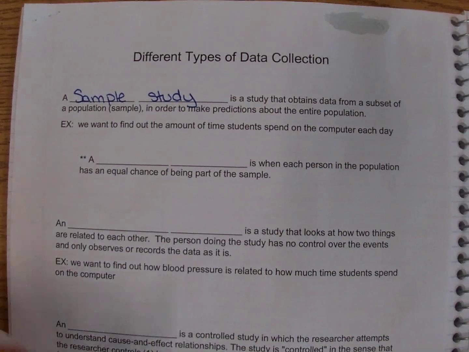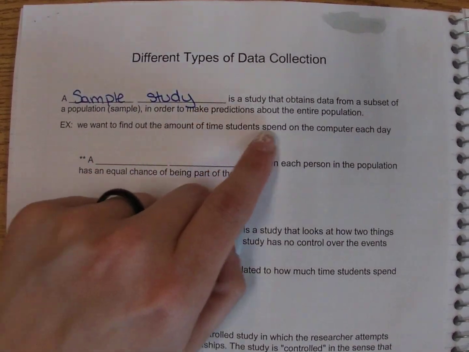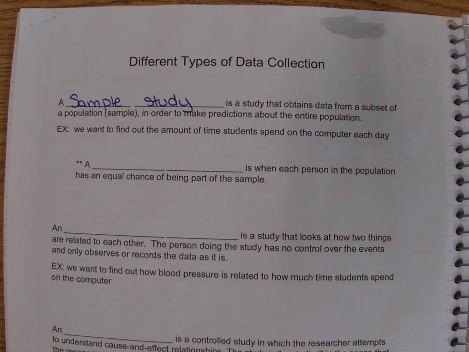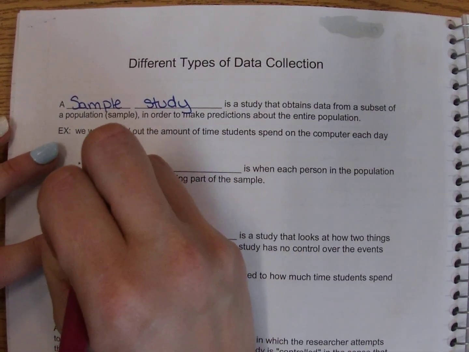So for example, if we want to find out the amount of time students spend on the computer each day, there's no way we could ask every single student. Maybe we're looking just in Indiana, even then there's no way we could ask every single student how much time they spent on the computer each day. So instead we will ask a fraction of those people, a smaller group of them. The best way to find that smaller group of people to give us reliable data is to do that through a random sample.